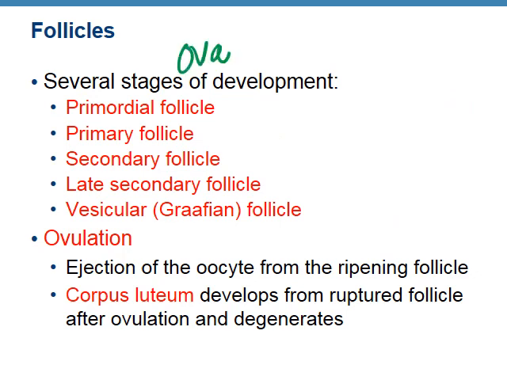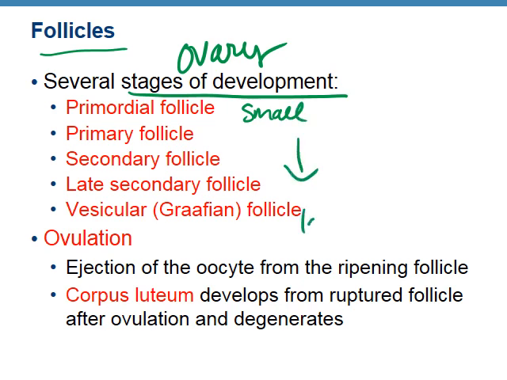Okay, so when we're looking at the ovary, we're looking at several stages of development until we actually eject an oocyte. So these follicles are going to grow in size, and this is small to large. Eventually, the ejection of the oocyte is going to occur, and we call that ovulation. And then the remaining cells from the follicle are going to turn into the corpus luteum.